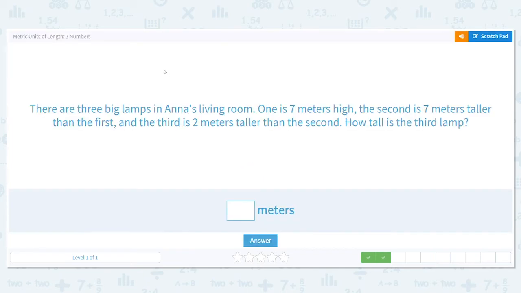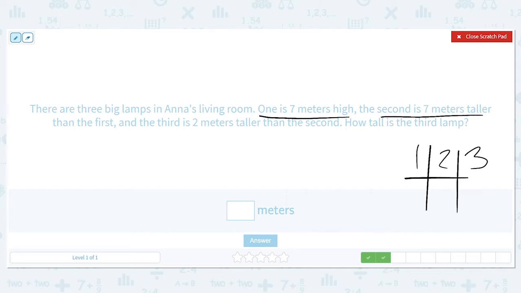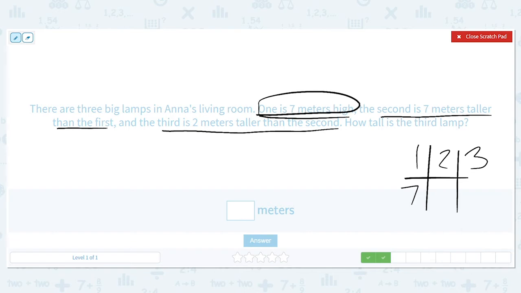There are 3 big lamps in Anna's living room. One is 7 meters high, the second is 7 meters taller than the first, and the third is 2 meters taller than the second. How tall is the third lamp? Okay, so let's set it up. We have the first, second, and third lamp. Okay, which lamp do we know how tall it actually is? The first one. That says it is 7 meters high. We needed that to fill in the rest.